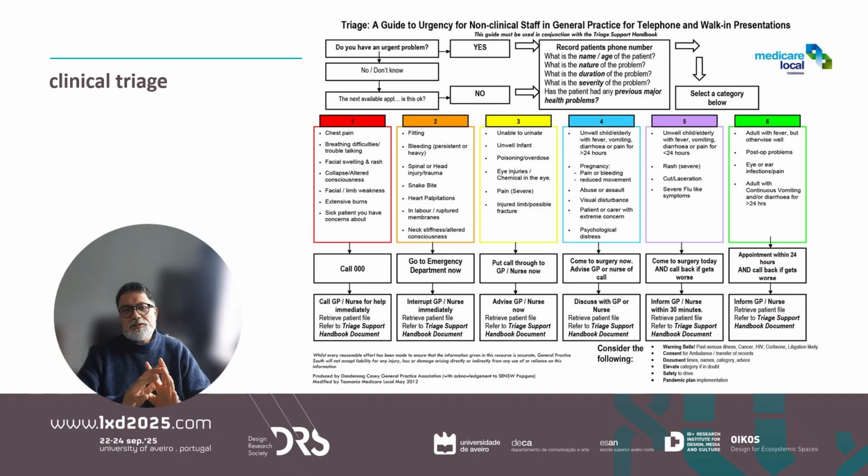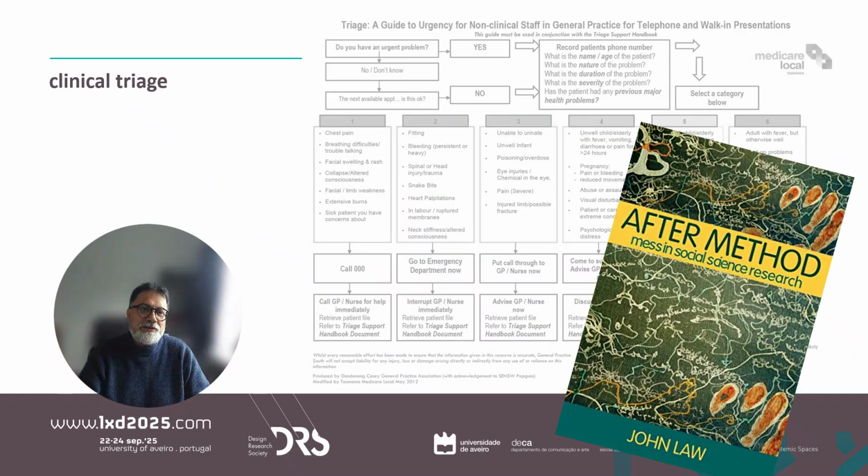Obviously we don't need to go into any detail, but this is just to show you the complexity of dealing with someone who comes into the clinic and what you do with them. It shows you with the boxes and the arrows, then do this, then do that, that it's a fairly complicated mess. And I use the word mess like John Law uses it in his book, After Method, Mess in Social Science Research, because just like clinicians, designers make sense of messy situations. So I wanted to use that diagram as an entry point.